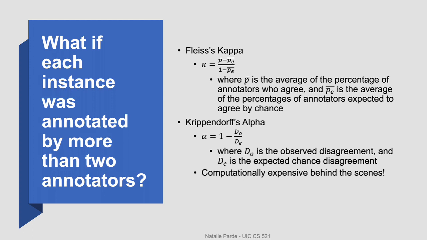So this is useful because it allows the annotators themselves to vary across instances. Annotators A, B, and C may have labeled instance 1, whereas annotators A, C, and D may have labeled instance 2, and so on. Krippendorff's alpha allows for the same thing, but sets the equation up slightly differently, basically computing a ratio between observed and expected disagreement. It has the additional advantage of being able to handle missing data, but it's much more computationally expensive to compute.